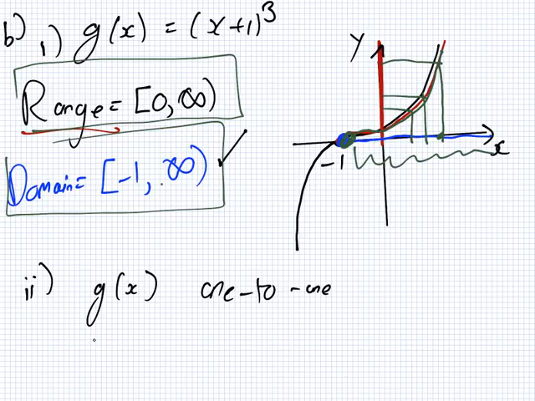The next question, how can we give the reason? There's a couple of ways to do it, but I think the easiest way is to calculate the derivative. So the derivative here is 3(x plus 1) squared.